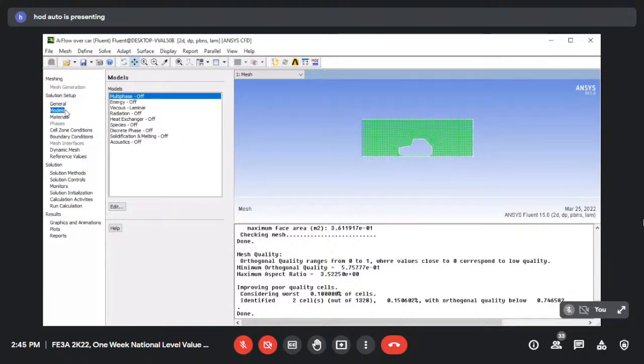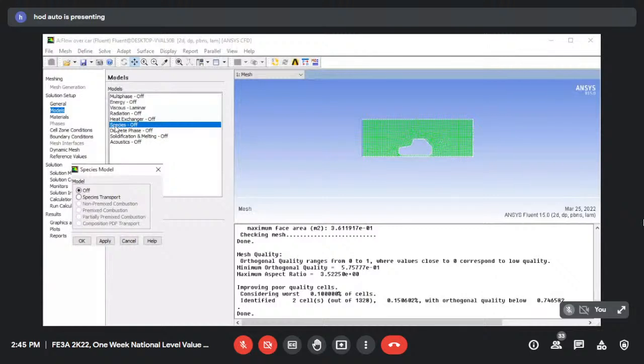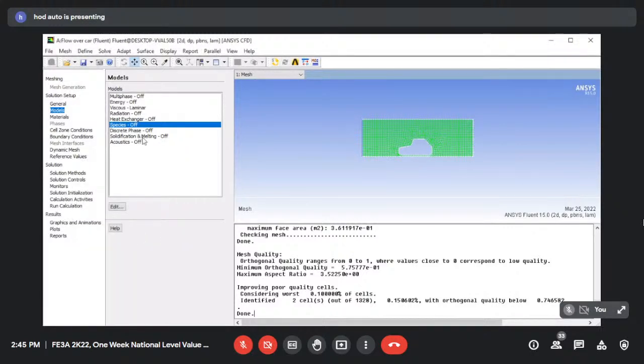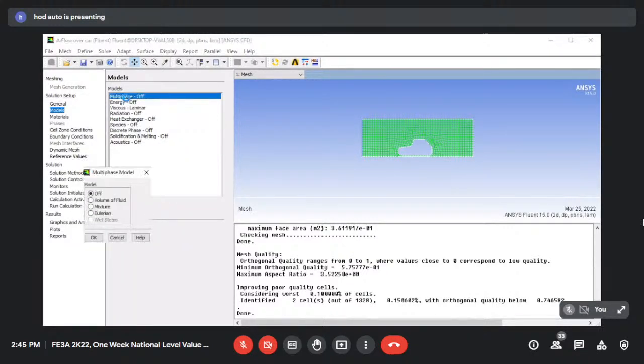Suppose you want to do some combustion, species, or you want to go for chemical thermodynamics, this one. Or if you are looking at multi-phase fluid flows, you can go with this. That means you're looking at water vapor as well as water. Adiabatic saturation situations, you have to use this. Or you have situations where you have a solid phase as well as a vapor phase.